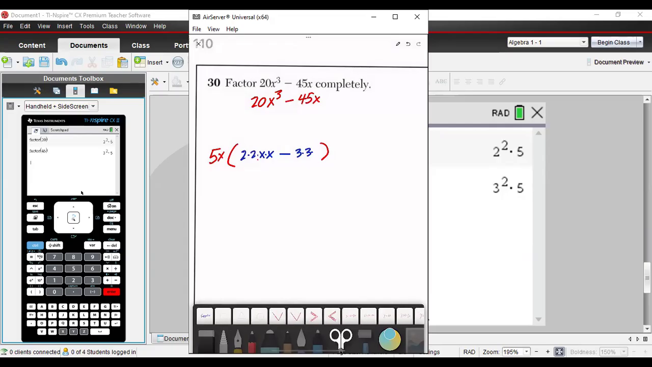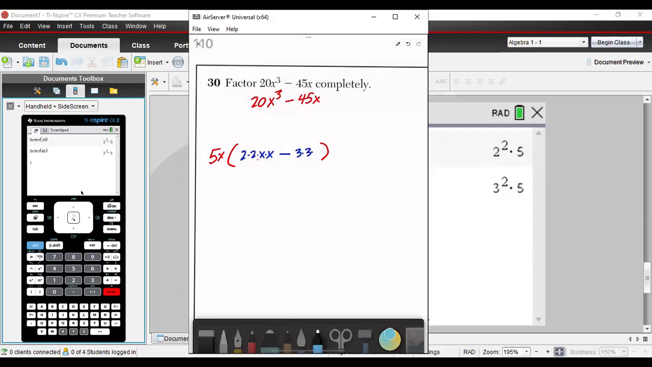So now, if you can see this, what's left inside the parentheses is a perfect square. How do I know that? Because every number and every variable has an even number. There's 2 2s, there's 2 x's, there's 2 3s. So those are perfect squares. Anytime you see an even number of a variable or a number, it's a perfect square, period.